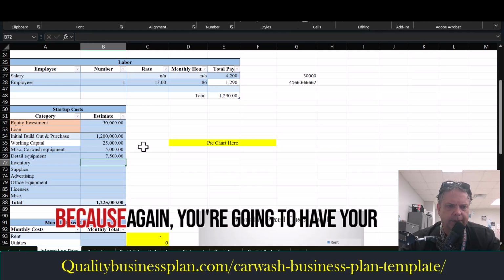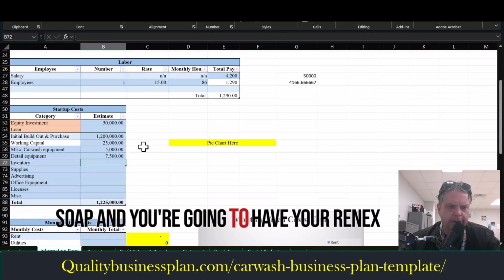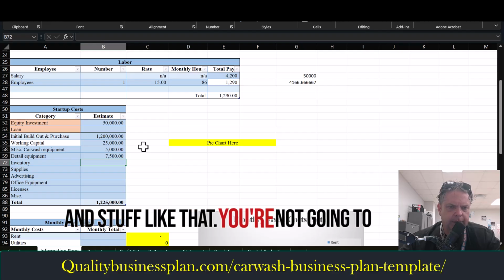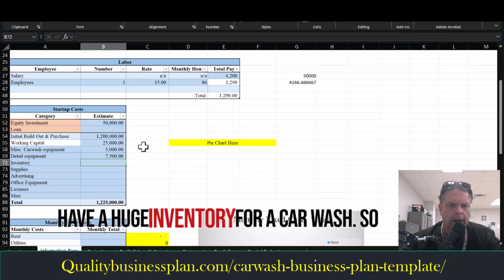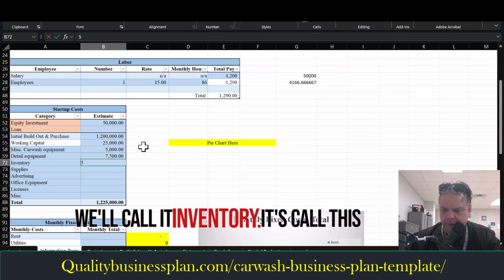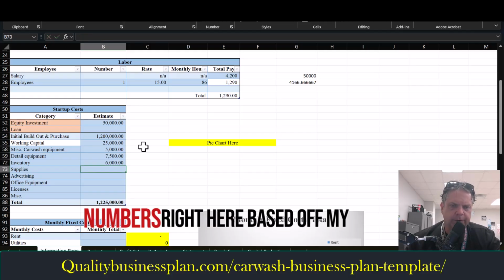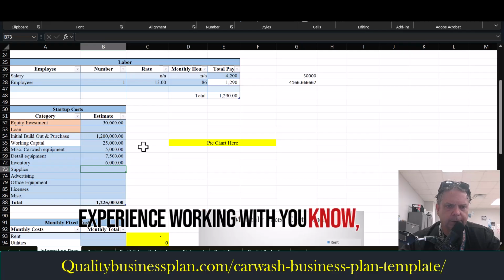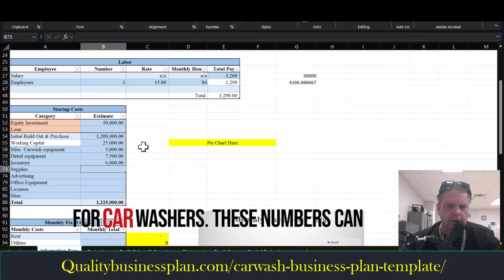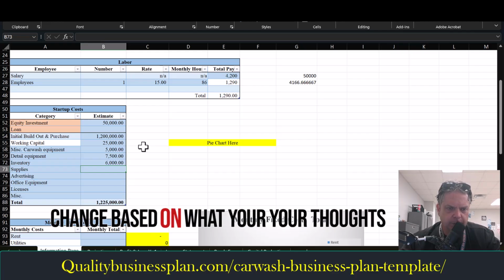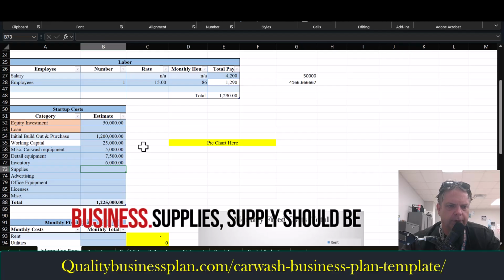And then inventory. Inventory should be relatively low because, again, you're going to have your soap and your Rain-X and stuff like that. You're not going to have a huge inventory for a car wash. So let's call it $6,000. And again, I'm just spitballing numbers right here based off my experience working with several different people over the years for car washes. These numbers can change based on your thoughts, ideas, and vision for the business.